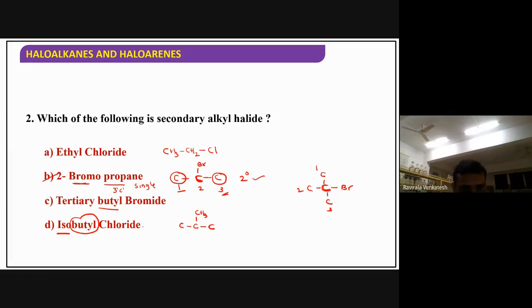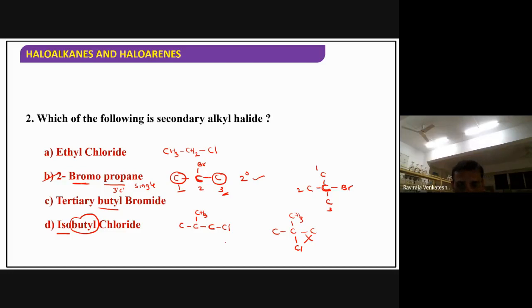Now put the halogen on the last carbon here. Don't put here. If you put here, what happens? Okay. If you put here, it becomes tertiary now. So what you have to do in iso nomenclature, the chlorine must be on the last carbon like this here. So put chlorine here.